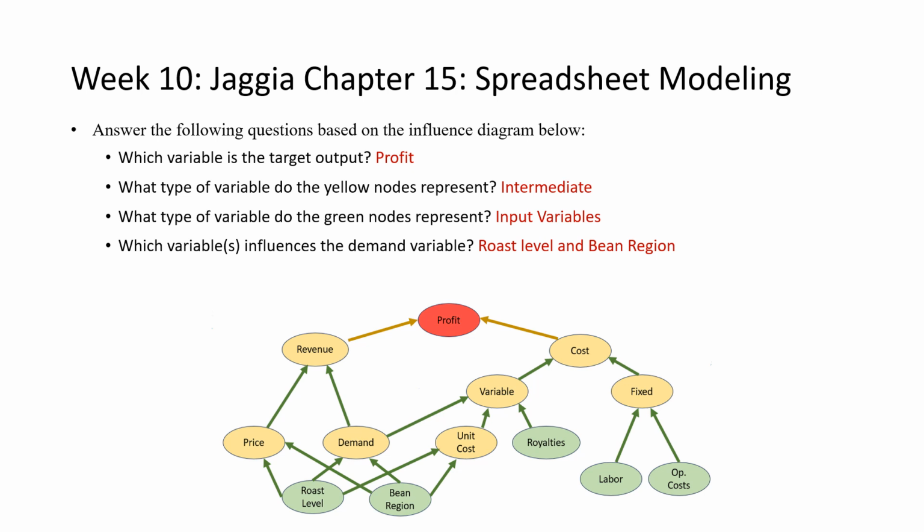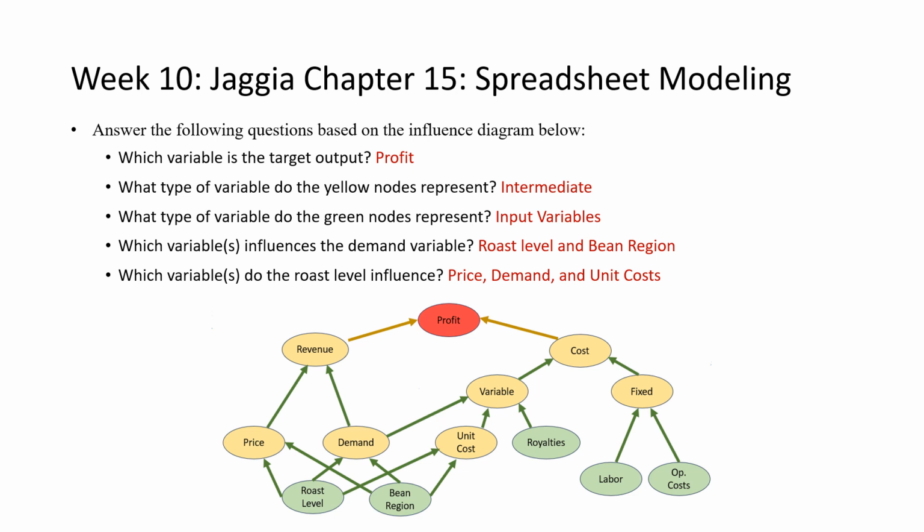And another way that we might express the way in which we think about these different nodes is like this question: what variables influence demand? What variables influence the variable cost, etc.? And so in this example with the demand, it's the roast and bean region. And we can also talk about what does not influence one of the nodes, so on the far right side, labor and operations costs don't really have an influence on, let's say, price.